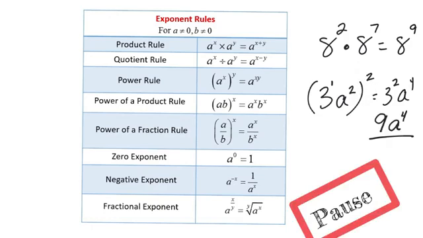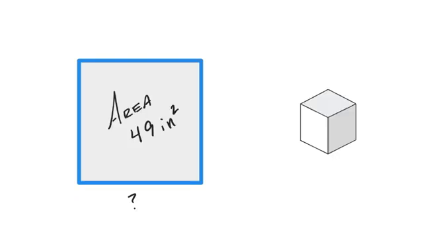Square root literally means you have the area of a square and you want to find the side length. The area of this square is 49. The square root of 49 is 7.